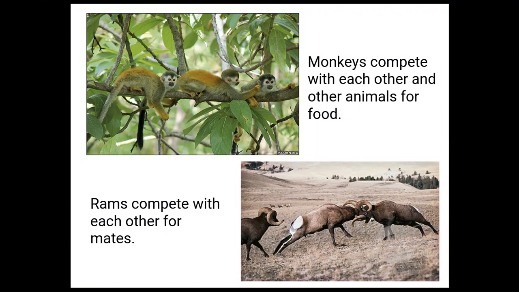So an example is monkeys compete with each other and other animals for food. So let's say there's like 100 banana trees and there's these 3 monkeys. If there's 100 banana trees, do these 3 monkeys really have to compete a lot with each other to get bananas? No, they don't. So that means that there's not a lot of competition between those monkeys. But say there's only 1 banana tree and 3 monkeys, they're going to compete for those bananas. So you increase that competition between those monkeys.